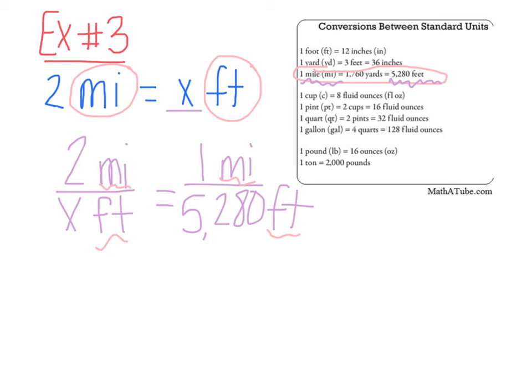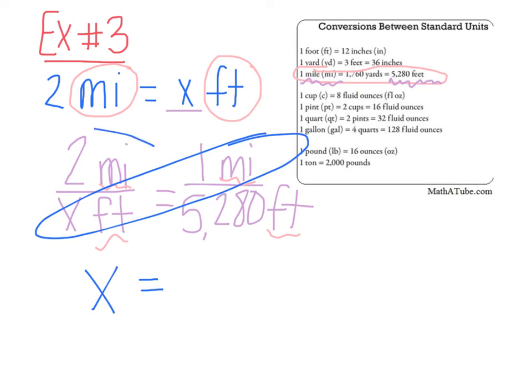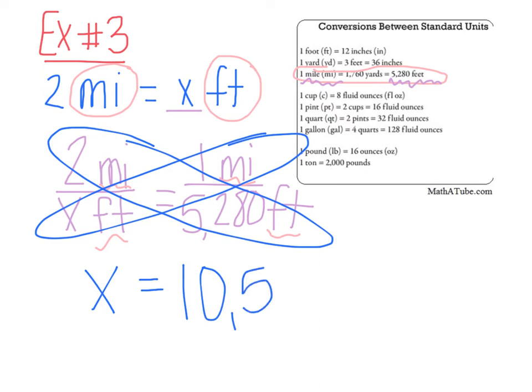Cross multiply, so X times 1 is just X, and 2 times 5,280 is 10,560. So back up in the original problem, 2 miles is 10,560 feet.